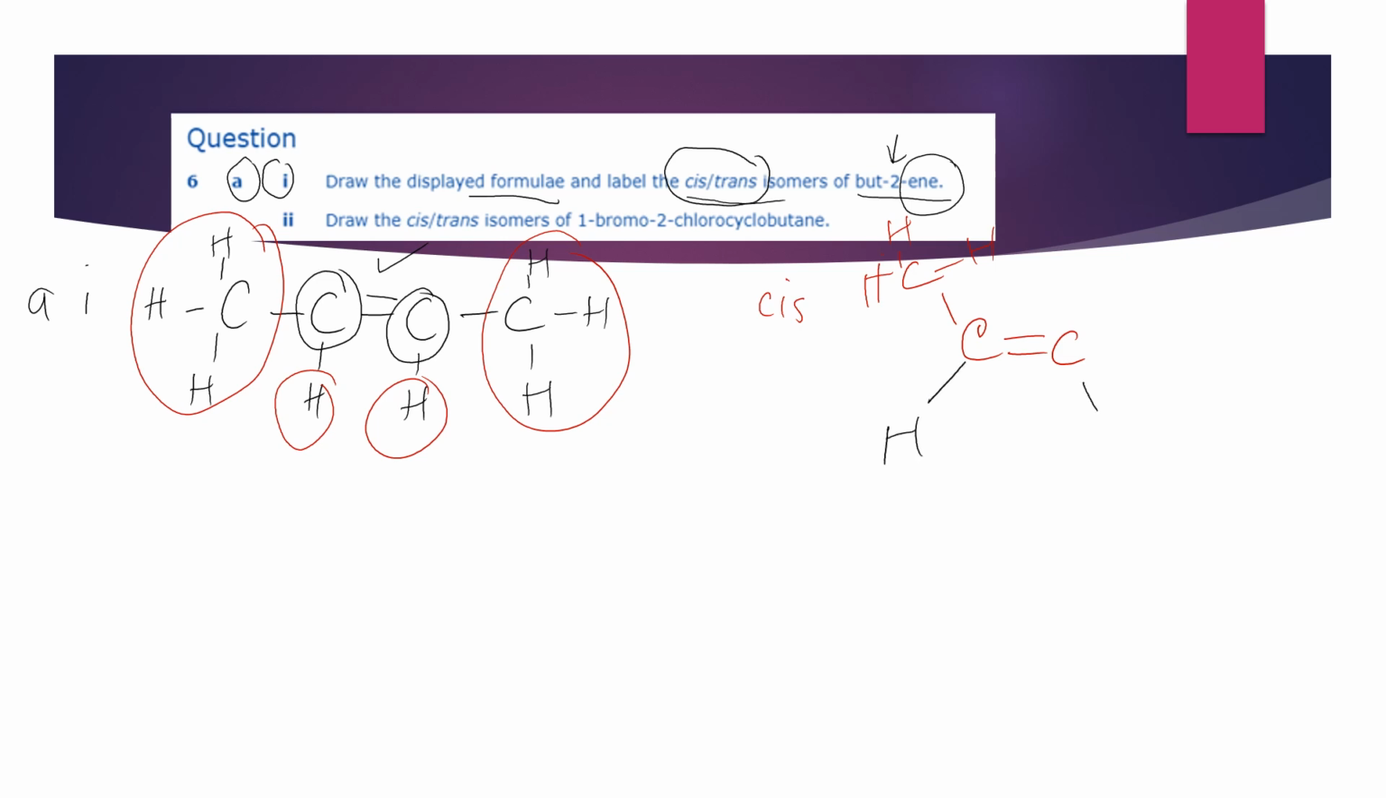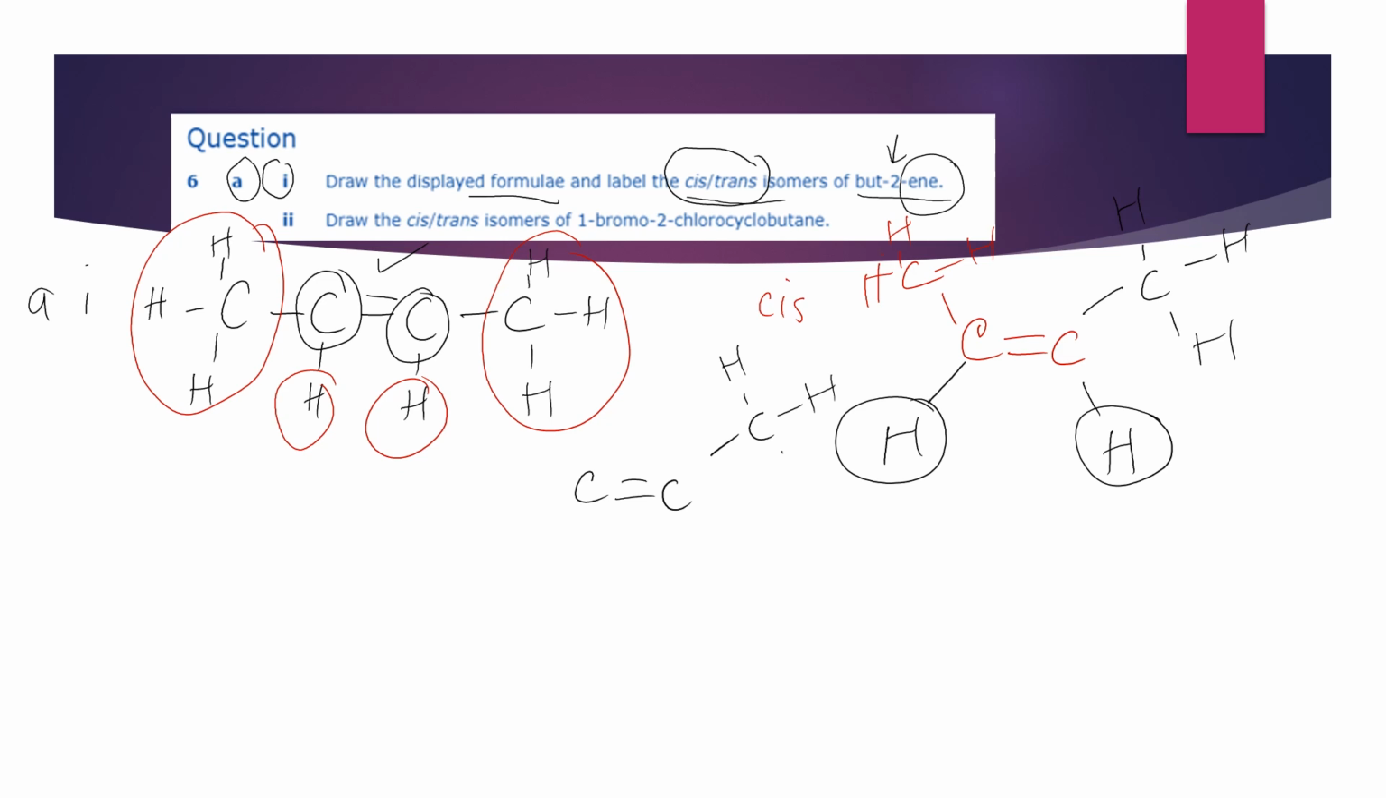Hydrogen, hydrogen, the same side. Here you have CH3. This is cis. For trans, then different side. Double bond. Here the methyl, like this. This is trans. Then you have hydrogen in here. This is trans. Cis and trans. Okay.